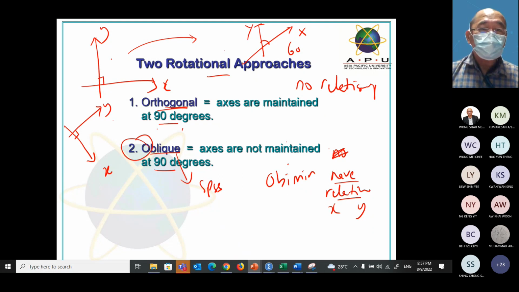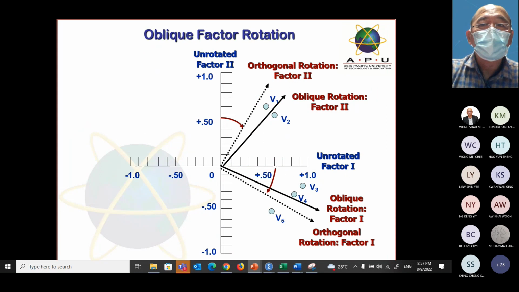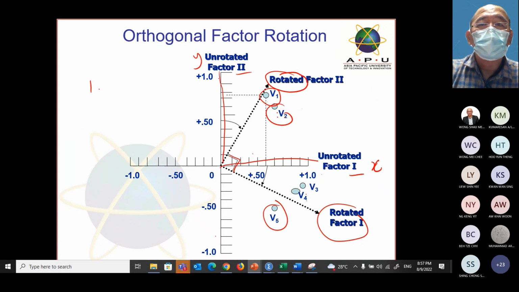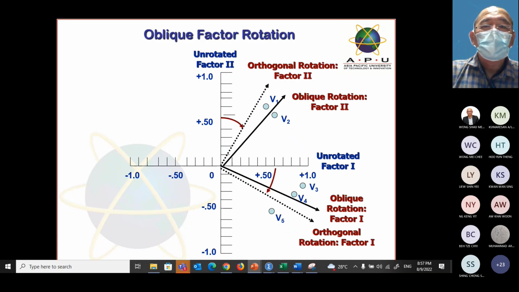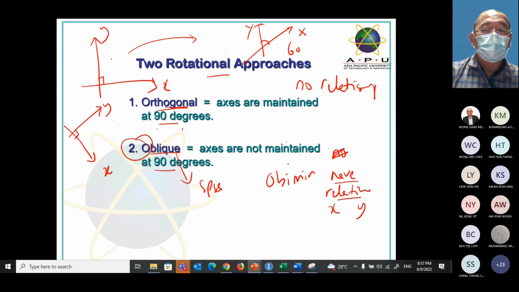You mean the variables are not exactly on the axis? Not the variable. The variable is the point. The one on the axis is the factor. Because on the next slide you showed that the axes are rotated just 90 degree. So the oblique one, this one, is not 90 degree. Can you see? Yeah, like this.